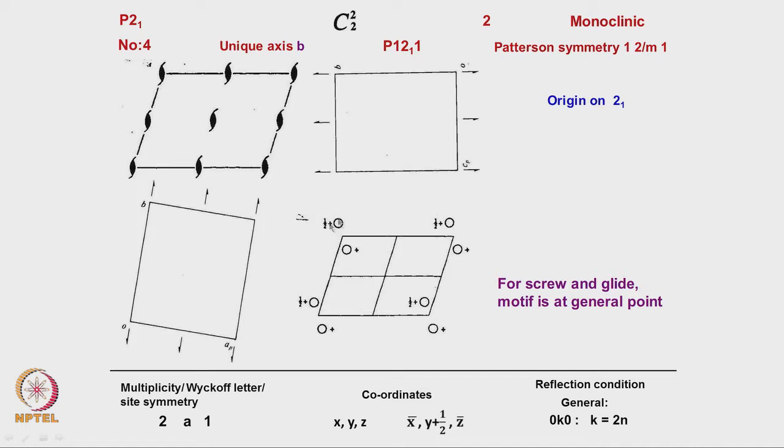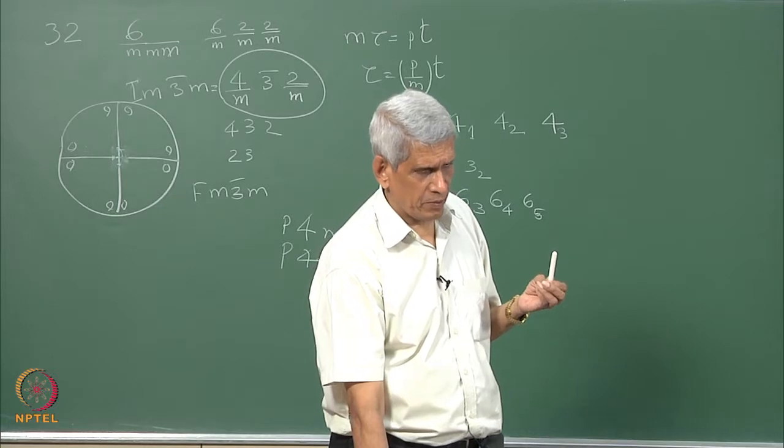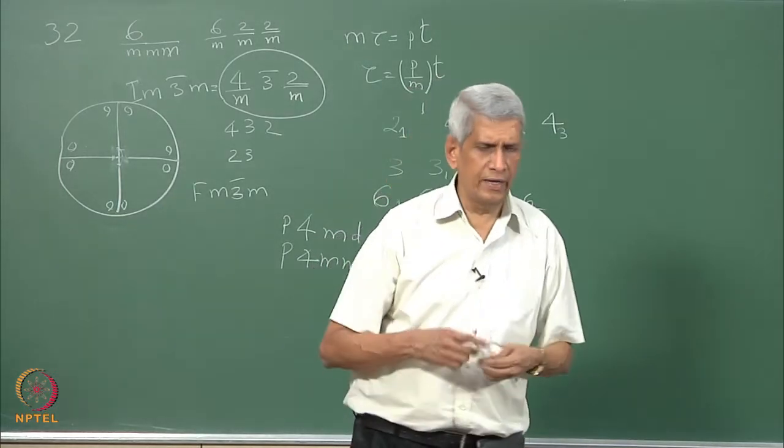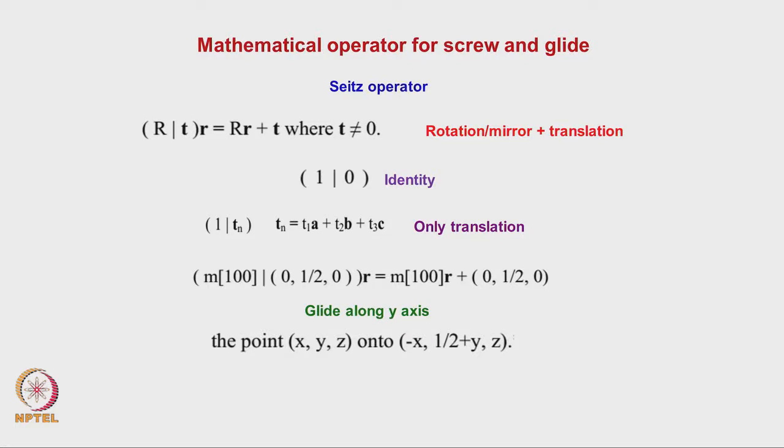Okay. In this particular case, the choice, if you look at it, though here also we have a twofold, all these are possible. Okay. The coordinates, if you consider the positions, are possibly x, y, z, and another is x bar, y plus half, z. There are some ways in which these are represented. Okay. This I have already mentioned to you with respect to glide, how exactly it is done.